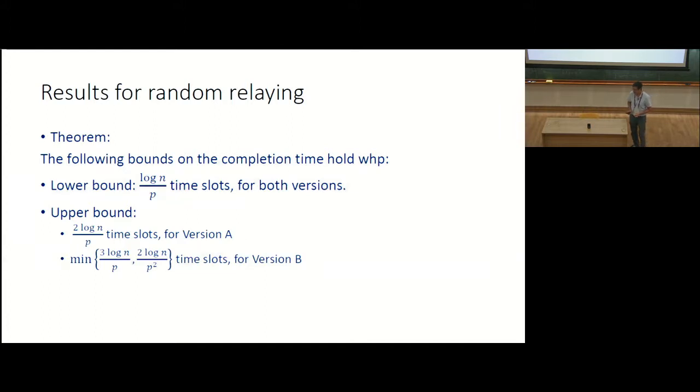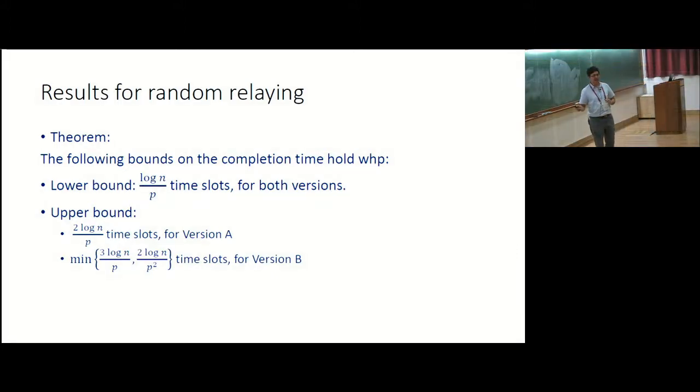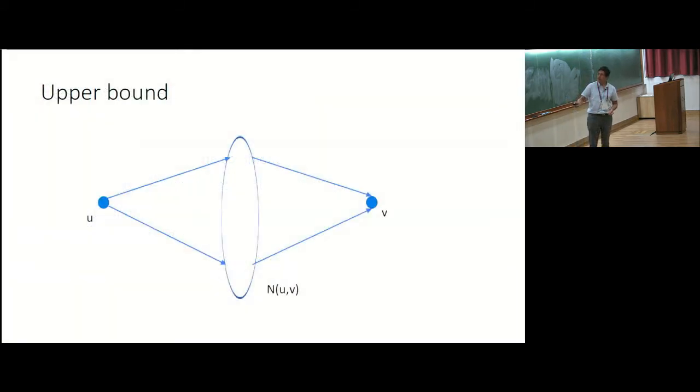Thinking of p fixed and n going to infinity, and strictly smaller than one, I'll have to rethink that. That's a good point. But the reasoning behind the lower bound is a coupon collector argument.